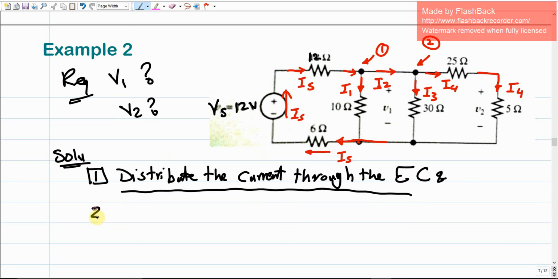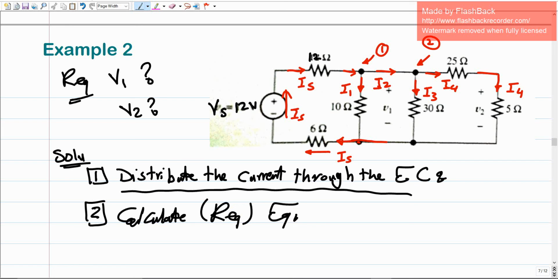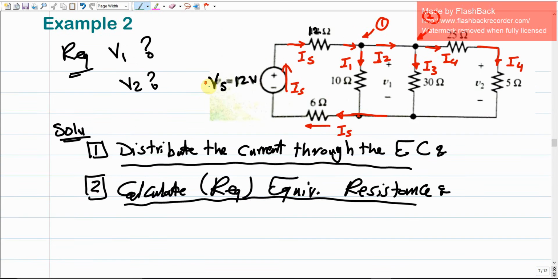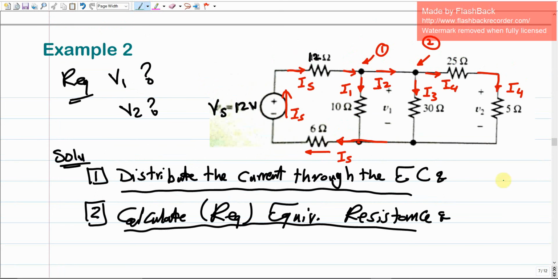So step 2, calculate R equivalent, which is the equivalent resistance of the circuit. To calculate R equivalent, basically what I'm going to do is simplify this electrical circuit. So what we're going to do here, these two resistors, they are in series. Agree? Why? They do have the same current. So these two are in series.